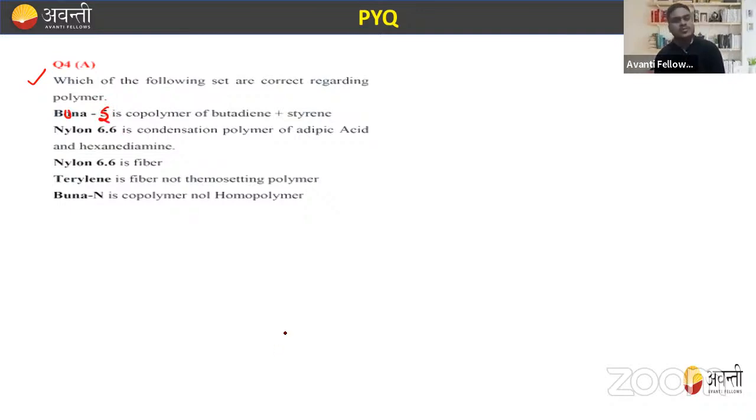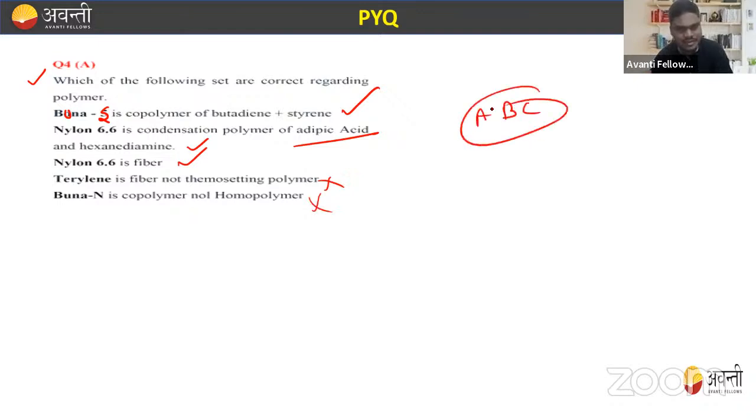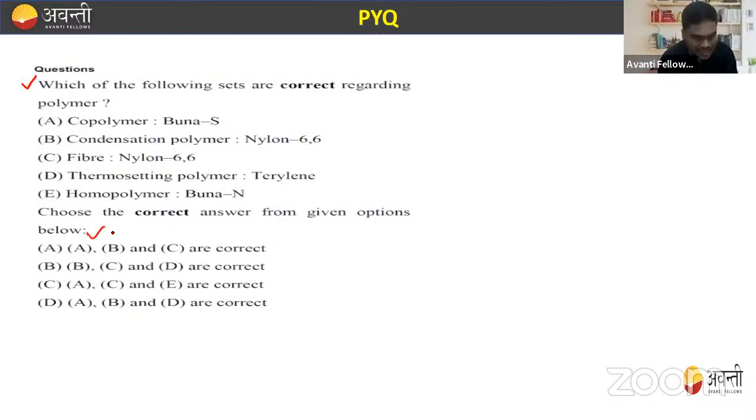Buna S is a copolymer of butadiene and styrene. This is absolutely correct. Nylon 66 is a condensation polymer of adipic acid and hexamethylenediamine. This is correct. Nylon 66 is a fiber. So this one is also correct. Now terylene is a fiber, not a thermosetting polymer. This statement is wrong. And Buna is a copolymer, not a homopolymer. So which statements are true? That is A, B, and C. These three statements are correct, and the last two, D and E, are absolutely wrong statements. I hope it is clear to you?